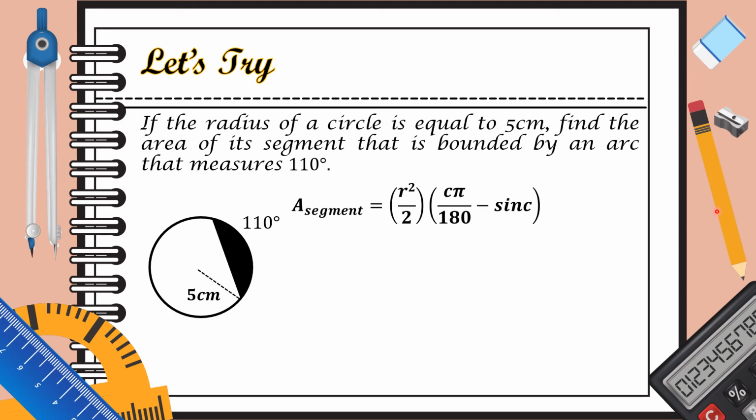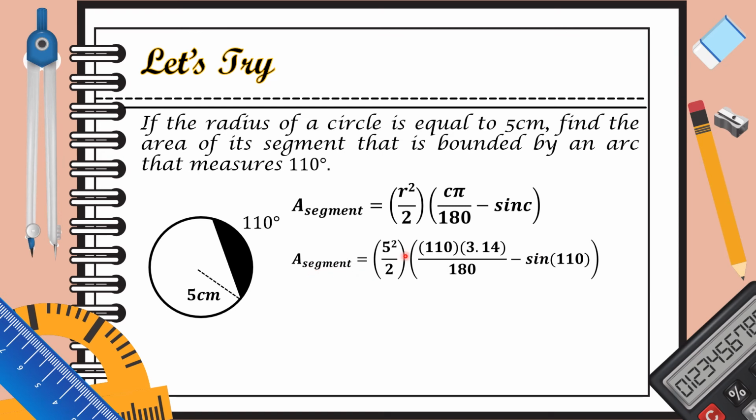So, ang formula for finding the segment of a circle is the radius squared divided by 2 times the quantity C. Yung C natin is yung degree measure ng arc na bounded by the segment. Then, times pi, which is equal to 3.14 divided by 180 minus sine C. Yung C is yung ating degree.